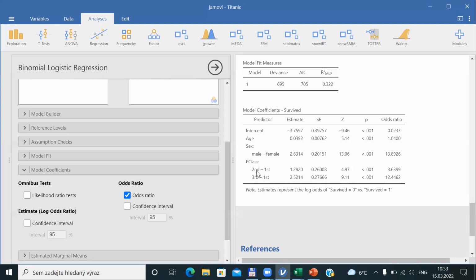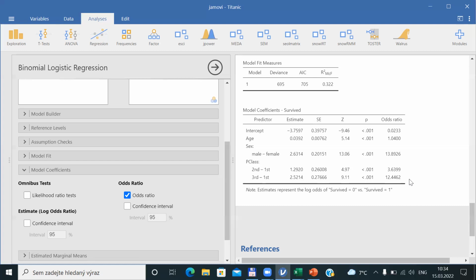And we can see that if you compare the second versus the first one, for the second class, the odds ratio to be dead was nearly 4 times higher. That's not a very small number. And if you compare the third class and the first class, it is 12 times higher. So if you take, for example, a male from third class and compare him to a female from first class, it is a 14 multiplied by 12 times ratio. So it's a huge difference if I take it as it is.